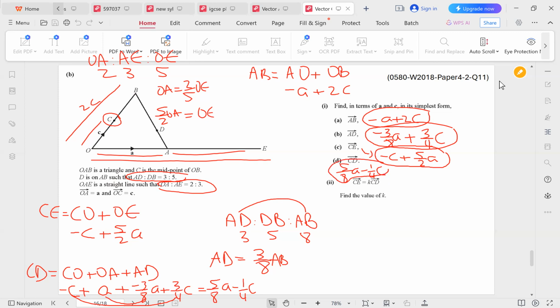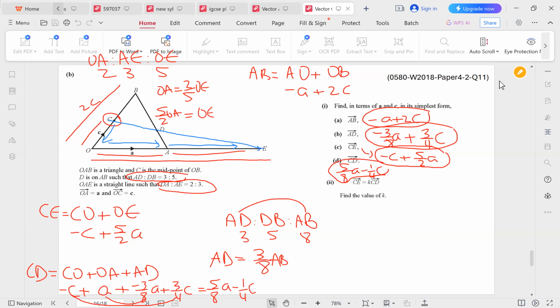Now for part E, you are given that CE equals K times CD, and you are required to find the value of K. So CE is a multiple of CD. Let's draw that on the drawing. So we have CDE like this, and we want to get CE as a multiple of CD. The trick is always to go from C to E in an alternative path. So we're going to go from C to O, and then from O to A, and then from A to E.